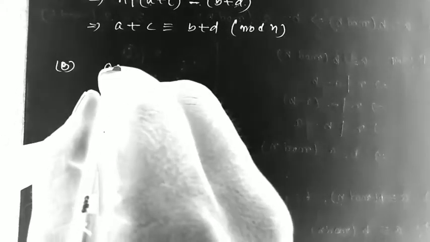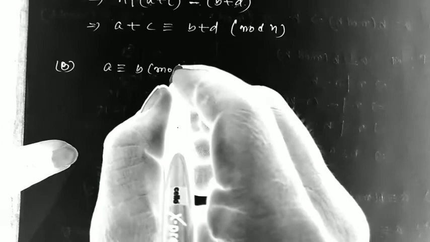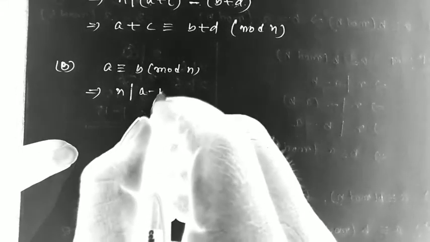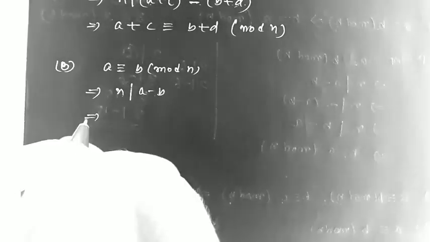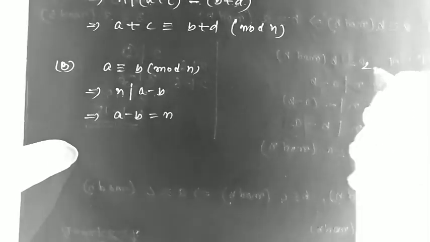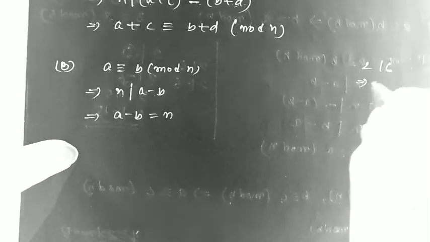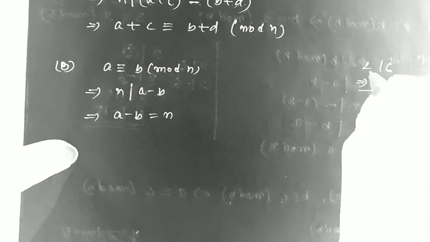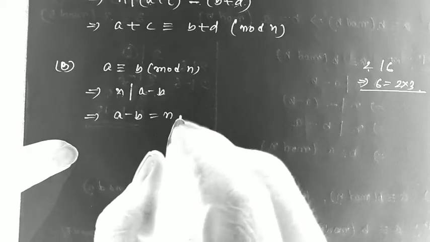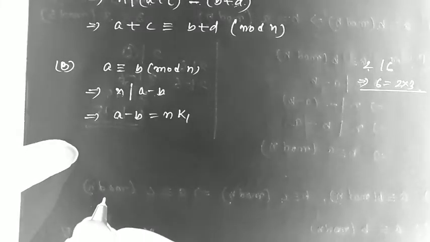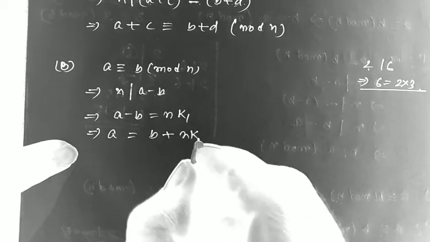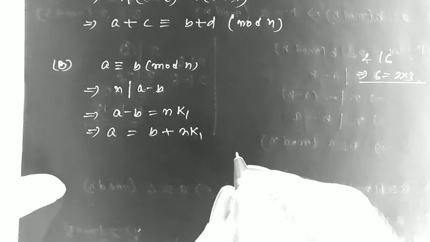Next one: A is congruent to B mod n. This can be written as n divides A minus B. So if n divides A minus B, then we can write A minus B is equal to n into something. When 2 divides 6, then we can write 6 is equal to 2 into 3, that means 2 into something. Suppose this is taken as K1, n into K1. So we can write A is equal to B plus n into K1.